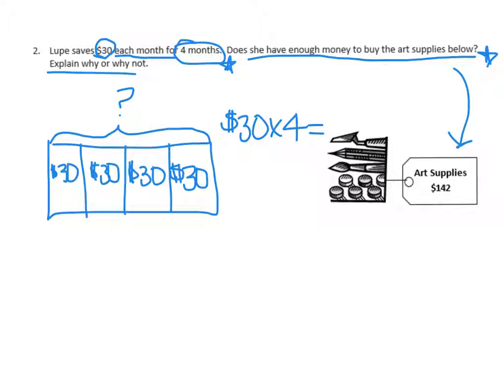Now, remember the trick? I'm going to pretend the 0 isn't there, so now all I see is 3 times 4. So I'm going to write my 3's 4 times. So 3, 6, 9, 12. 3 times 4 is 12. Now I'm going to look at how many zeros I have. I have 1 zero, so I'm going to add 1 to the end of my answer. So she has $120. So is that enough for her to buy the art supplies, which are $142?